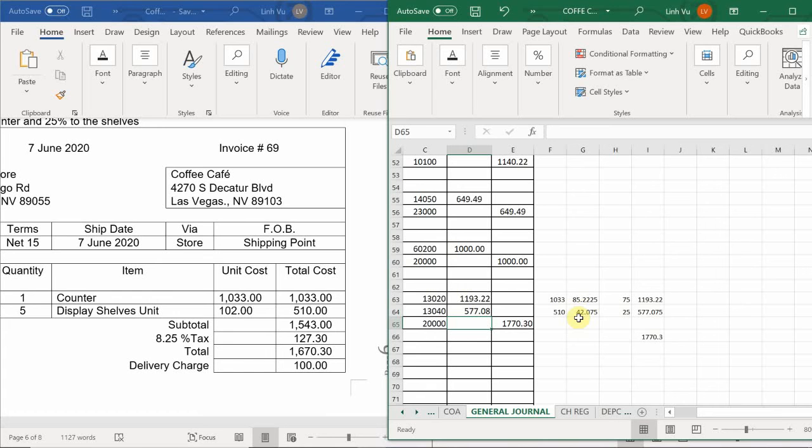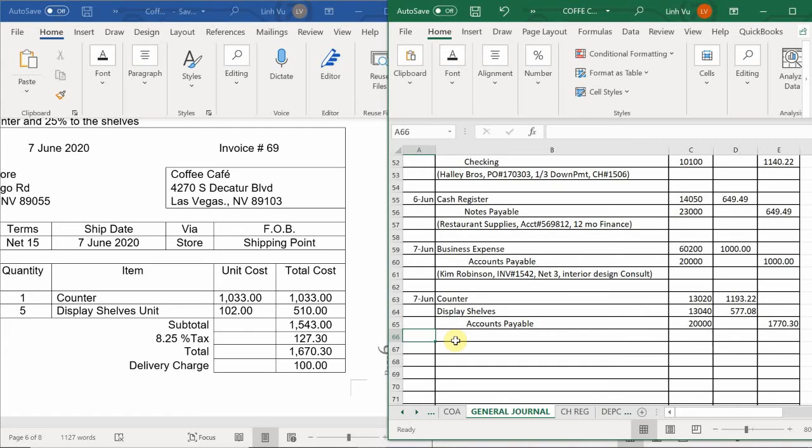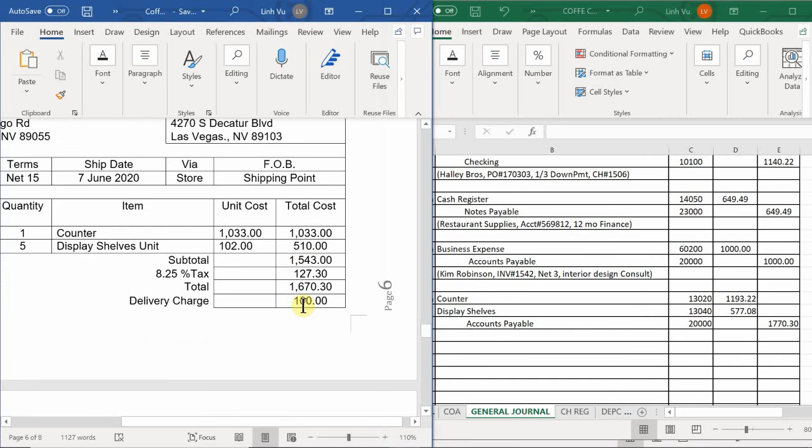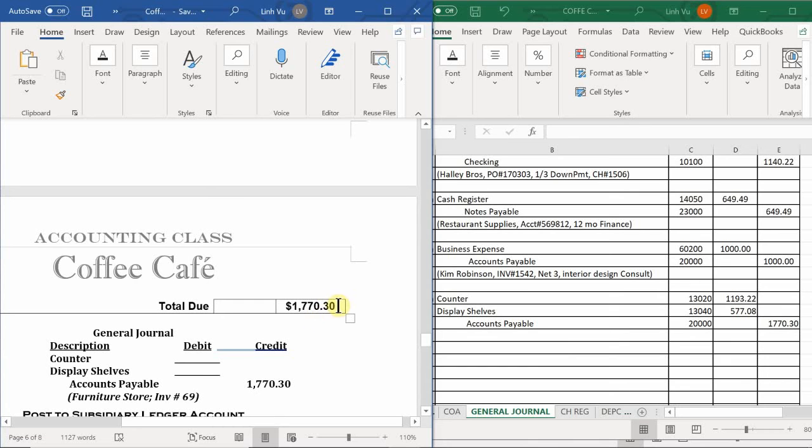So this is the total of each asset. My counter is now a total of $1193.22, and my display shelves is $577.08, giving me a grand total of $1770.30. All right, so everything here now pans out. My journals match, my debits and my credits match, and my journal also matches my bill. I have the bill for $1770.30.